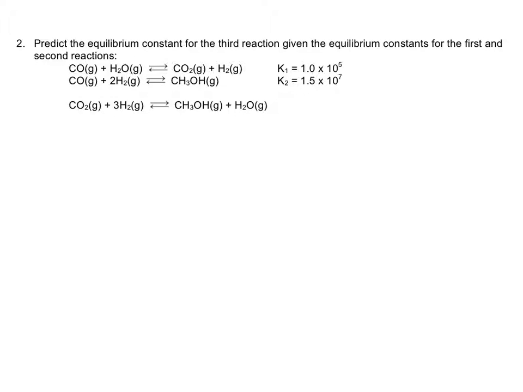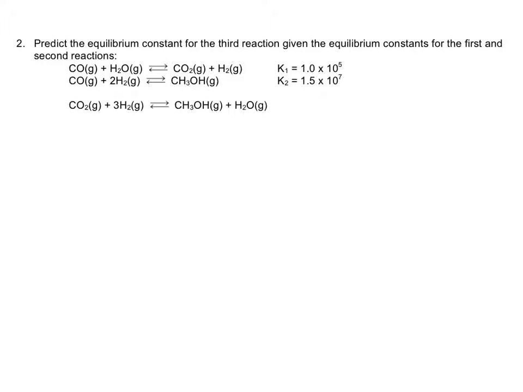Right, now we want to predict the equilibrium constant for this new reaction given the equilibrium constants for the first and second reactions given here. So the first reaction here is CO plus H2O goes to CO2 plus H2, and the second is CO plus 2H2 goes to CH3OH. Okay, so the first reaction we're actually going to have to flip the other way because we want CO2 to be a reactant. So we can do that, and the coefficients stay the same.